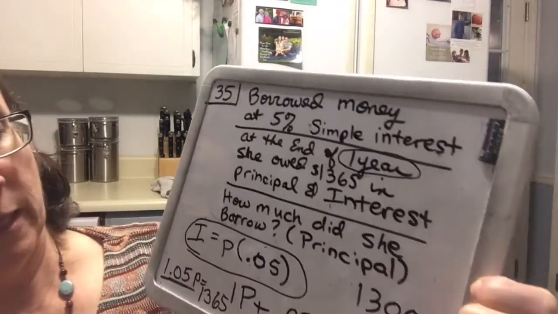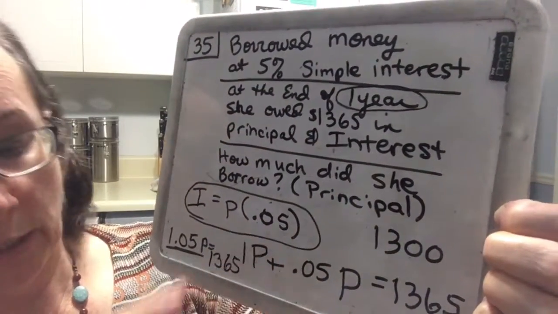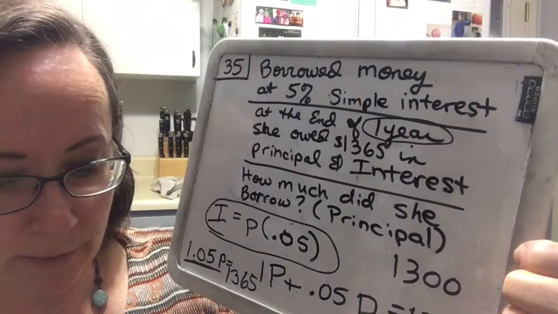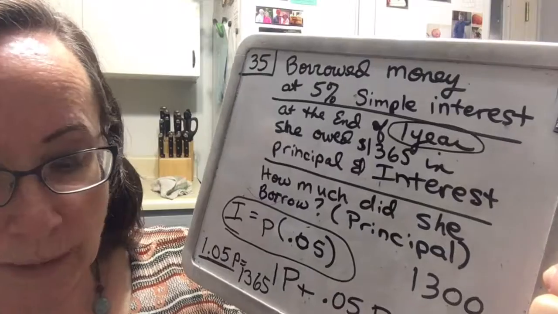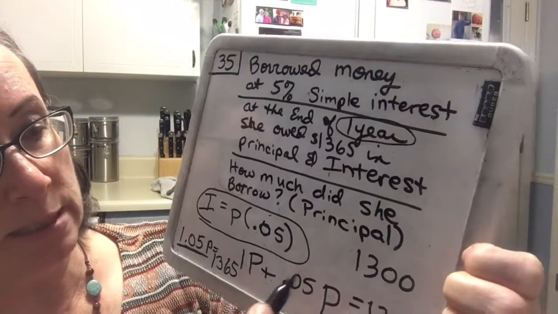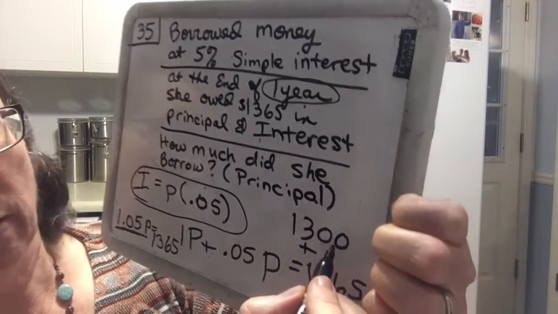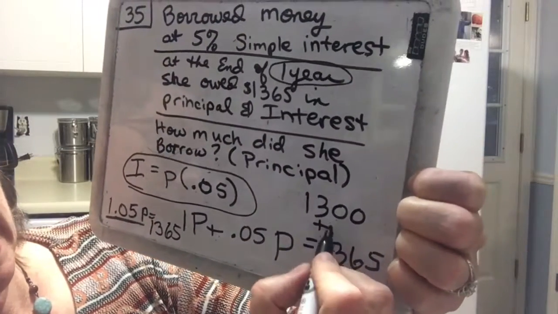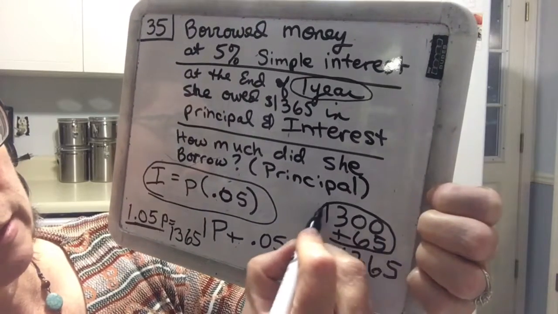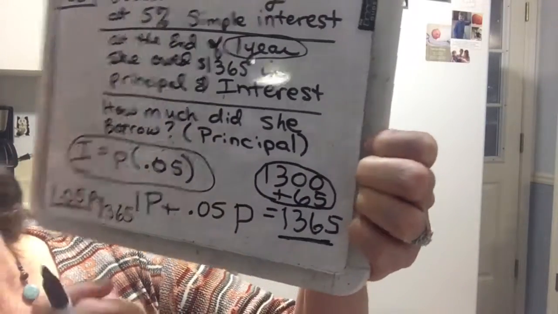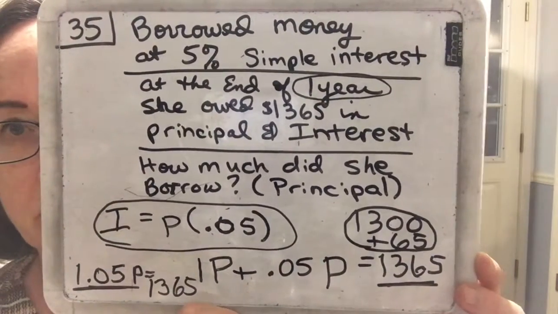Okay, so to check it, we could take the 1,300 and we could take times 0.05, and we're going to get $65 in interest. So she had borrowed this amount, 1,300, and she had $65 in interest. And when you add that all together, it does equal the amount that she owed, so we knew that we had done that one correctly.